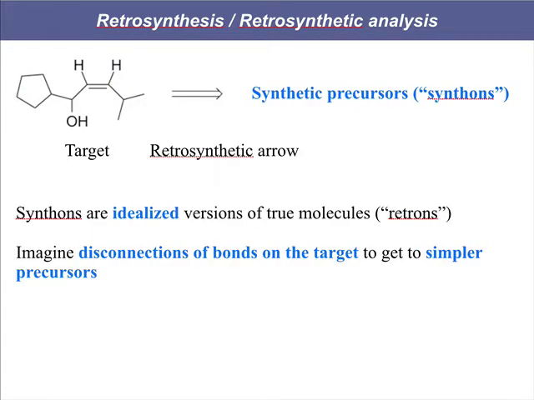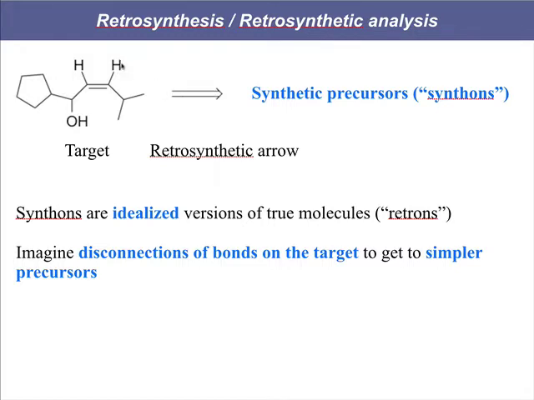Let's try this using this target. Let's say we want to make this molecule and we want to figure out where we want to start from that will get us to this target in the most efficient and probably cheapest way possible. The way we write this is with a retrosynthetic arrow. This arrow here means that we are going backwards.